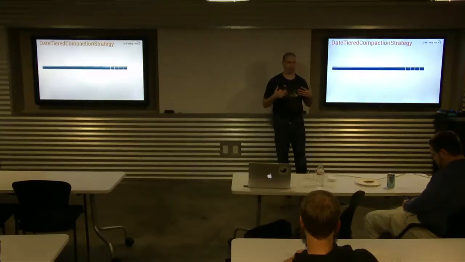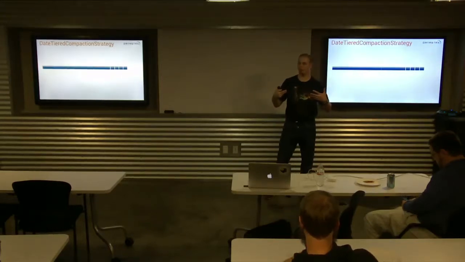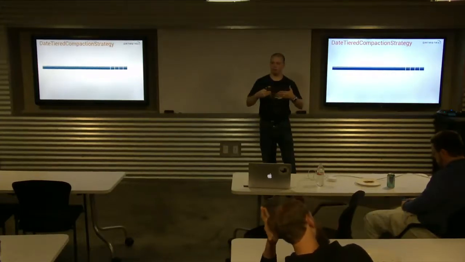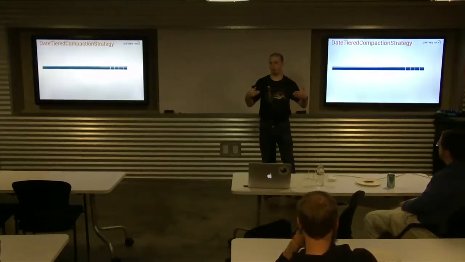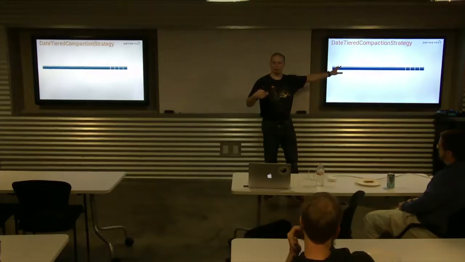You can actually check whether your application is conforming to the date tiered compaction strategy's expectations by looking at the statistics on the number of SSTables per read. It should be really close to your minimum threshold. If it's more than that, then you probably have out of order writes, or possibly data points being updated after they were inserted, which is another way of saying out of order writes.